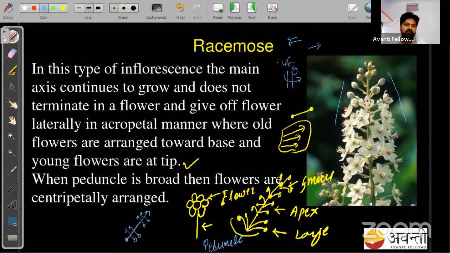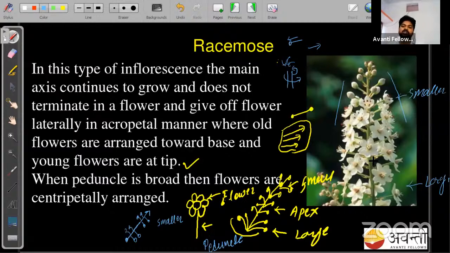Okay, that is what we call racemose. So, what is meant by acropetal? Acropetal means, in any type of arrangement, the apex side is the smaller. In case of racemose, the flower on the apex side is the smaller flower, but on the basal side the flowers are large. That condition is known as acropetal, so this is the acropetal manner.